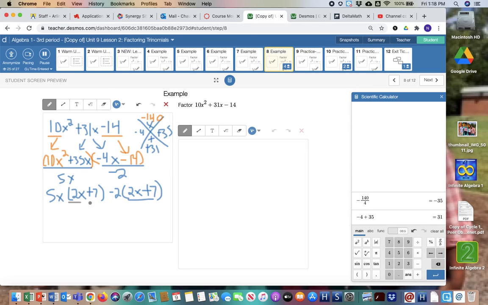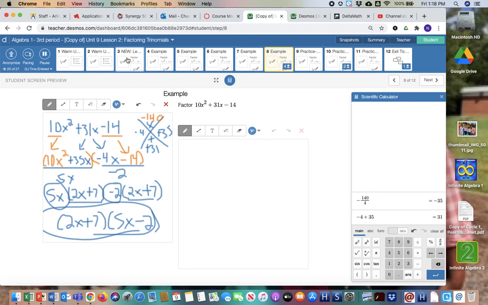How do I know I'm right? These match, so I write that one time. 2x plus 7. And then the two GCFs form the other factor. So the 5x and the negative 2. Okay?